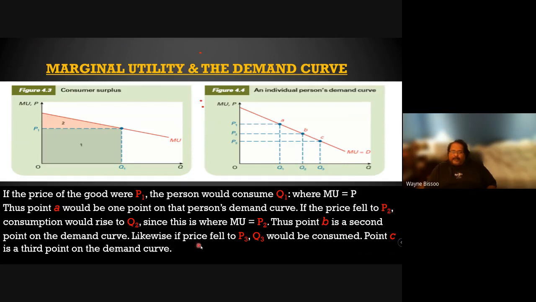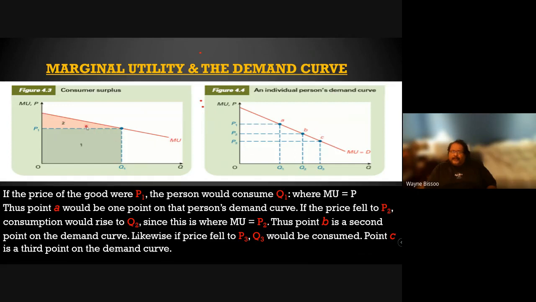Likewise, if the price fell to P3, Q3 will be consumed. The point C is the third point. When we connect these points together, we will get a demand curve, and we can project it as a straight line if you want, to get that relationship between prices for the good and the quantities that we're willing to buy based upon the utility that we're deriving from it.